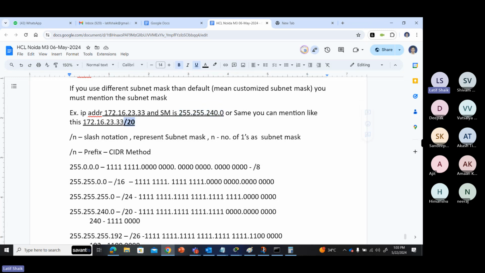Another way is with a slash notation. You can mention the IP address and the subnet mask. The subnet mask you can also mention with a slash notation. This slash notation represents the subnet mask. From the slash notation, how can you understand what your subnet mask is? It depends upon the number of ones in the subnet mask.